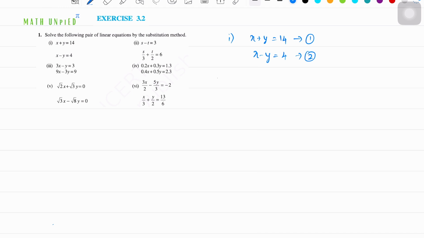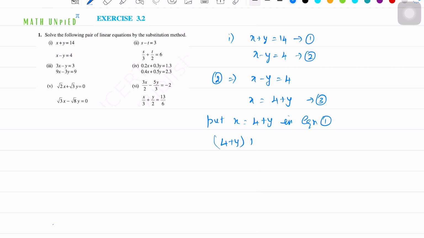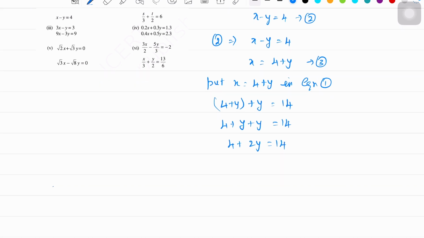So we can start with 2 and modify this. x minus y equals 4, or x equals 4 plus y. Now let this be 3. Substituting x equals 4 plus y in equation 1, that will be 4 plus y plus y equals 14, or 4 plus 2y equals 14. Therefore 2y equals 14 minus 4, which is equal to 10. So if 2y equals 10, y equals 5.